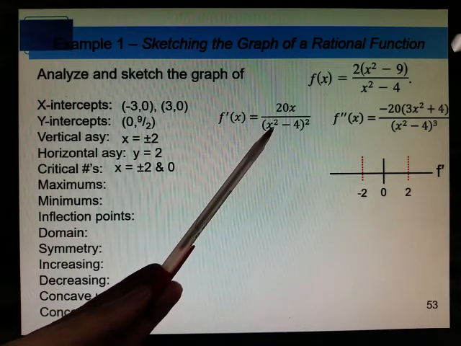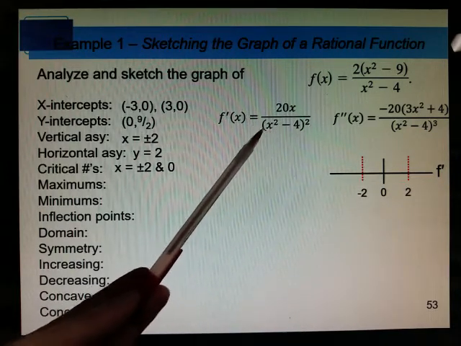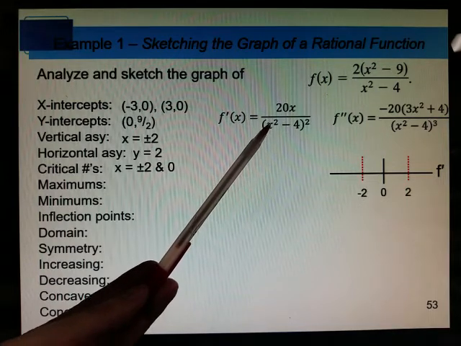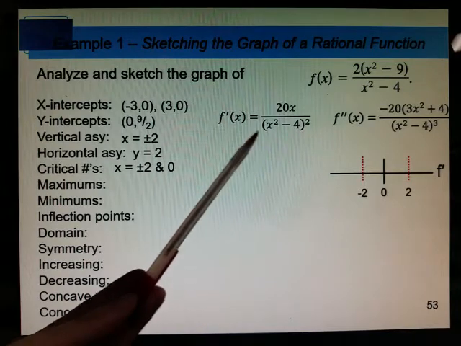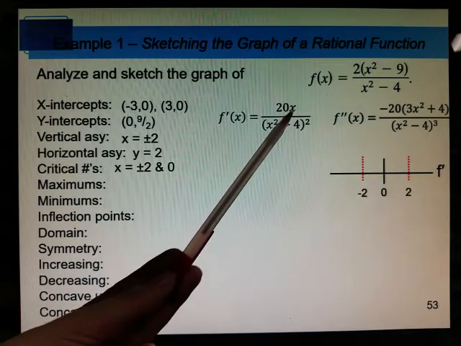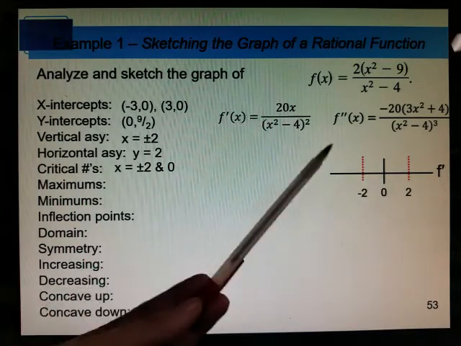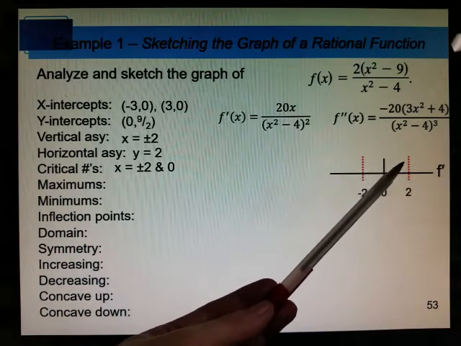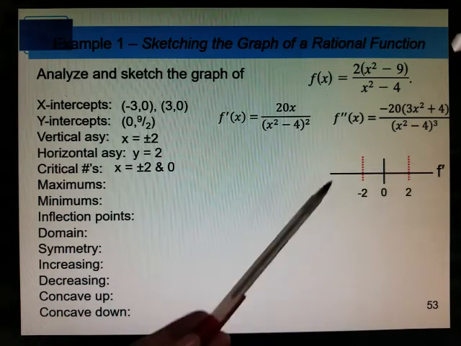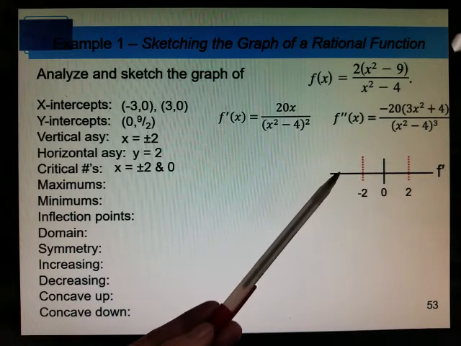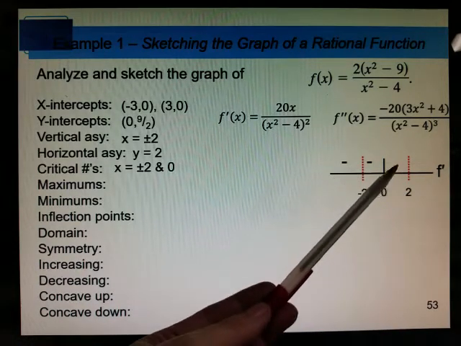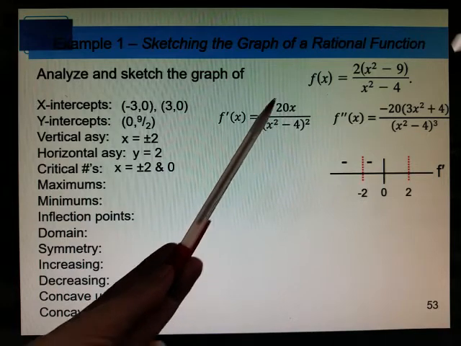Now, when I take a look at this denominator, it's always positive no matter what I plug in for x. See, x squared minus 4 could be a negative value, but when I square it, it's always positive. So I really don't even need to worry about the denominator. I just need to know if the numerator is positive or negative when I plug in, say, -3, -1, 1, and +3. So when I plug in these two negative values into 20x, these two right here will both be negative. When I plug in 1 or 3 into that first derivative, those would both be positive.